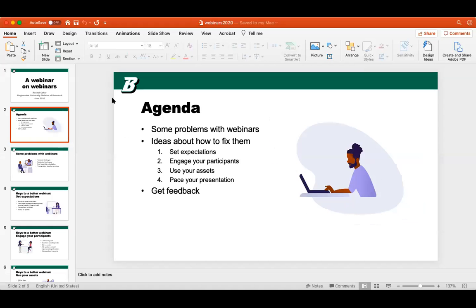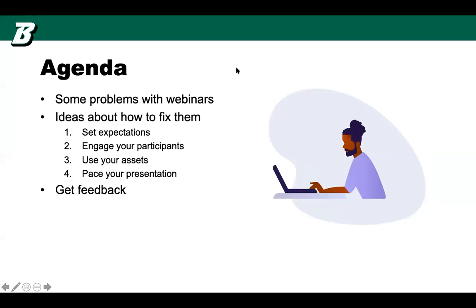The agenda for today, we're going to be talking about some problems that people run into with webinars, some ideas about how to fix them, and finally, we're going to talk about how you can get some feedback. While everyone's getting settled, I'm going to go ahead and launch a poll. Take a minute to respond to that question when you get a chance.